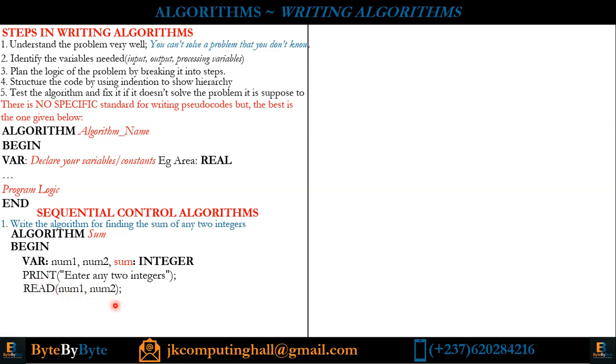From there, we read those two integers that the user will enter, and the first integer he will enter will be assigned to num1 and the second will be assigned to num2. Remember that read is a keyword for input and print is a keyword for output. The keywords we saw under pseudocode.